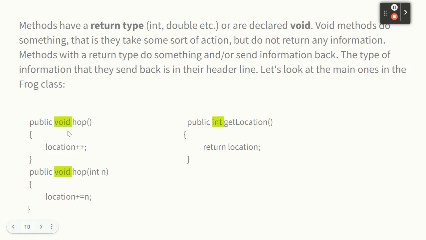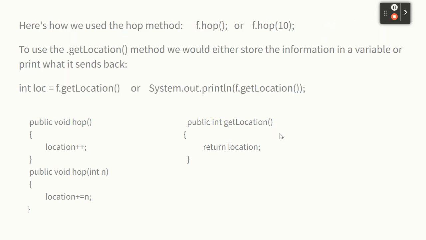So the main ones in the frog class, we've got void hop, and int get location. So I haven't used get location yet. Here's how you would use that. To use the get location method, we either store the information in a variable or we print it. So I could say int loc equals f dot get location, and that means I'm taking wherever f is and I'm storing it in a variable. Or if I just wanted to print it out, I could print f dot get location.